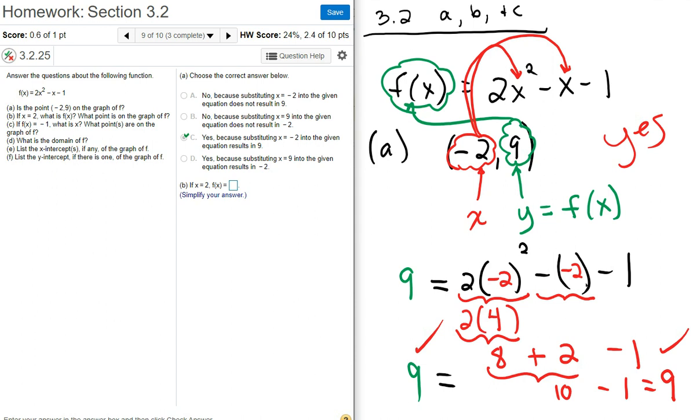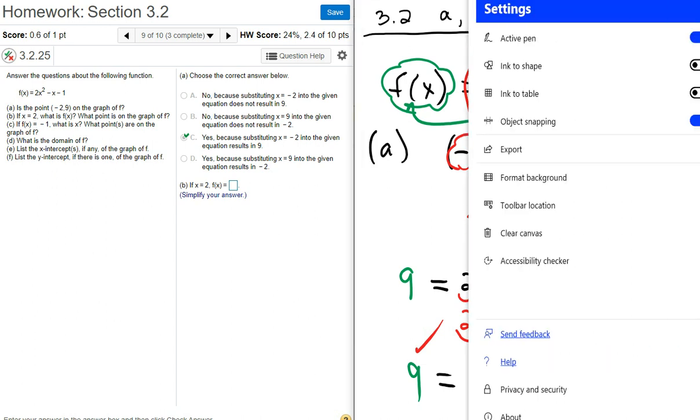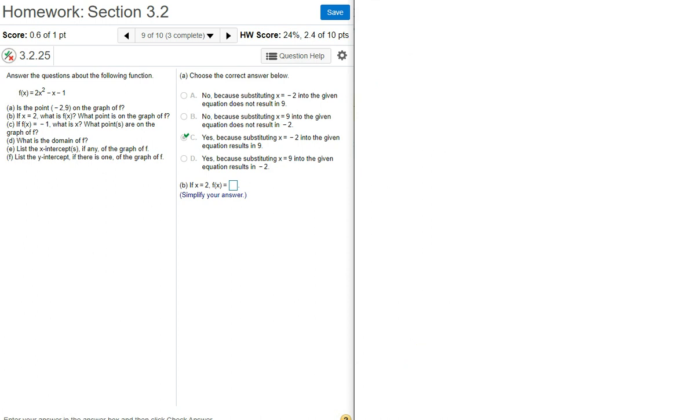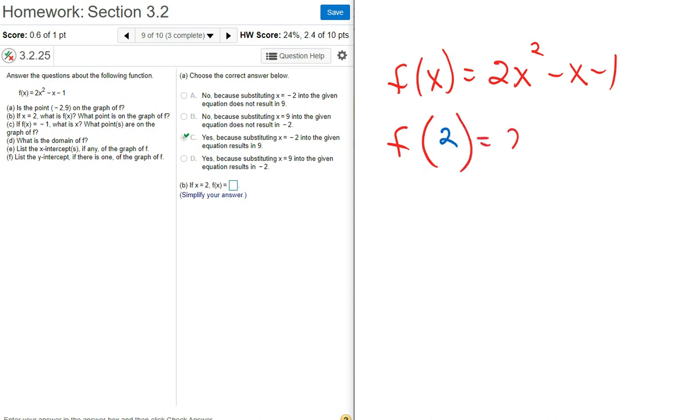And now part B pops up. So I'm going to clear my screen over here. And B says, if x equals 2, what is f of x? Well, f of x is 2x squared minus x minus 1. And they want you to calculate f of 2, which simply means you're going to take out all of your x's and plug in a 2.